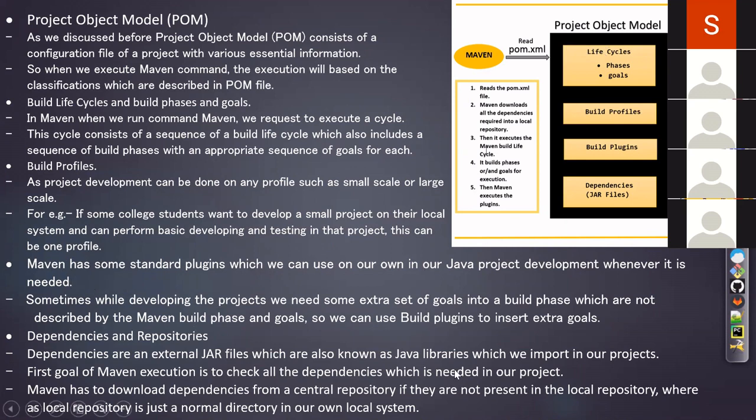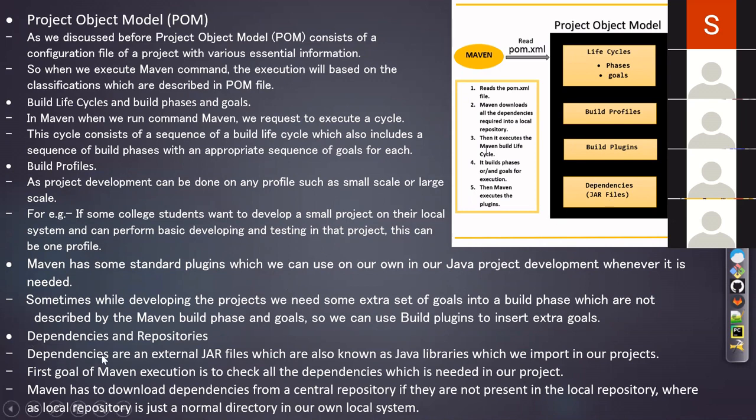Maven has some standard plugins which we can use or download in our Java project development wherever needed. This is the build plugin. Sometimes while developing projects, we need some extra set of goals in a build phase which are not described in the Maven build phases and goals. So we can use build plugins to insert extra goals.